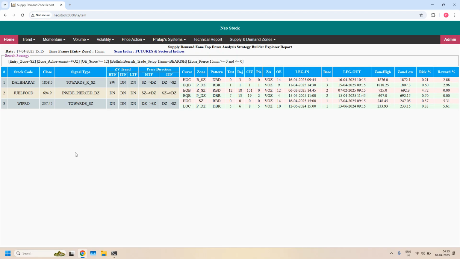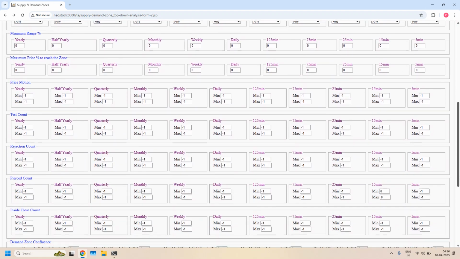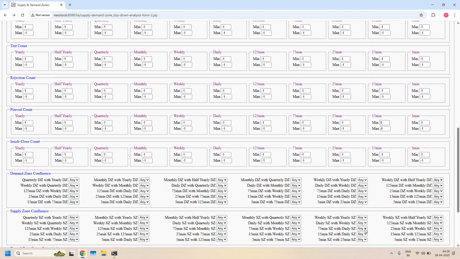Okay. Now let's verify. Out of these three, how many are having even more high probability to get success? The first filter is based on LTF and ITF supply zone confluence. That is 75 minutes supply zone with daily supply zone confluence. So setting this filter. Now let's filter.